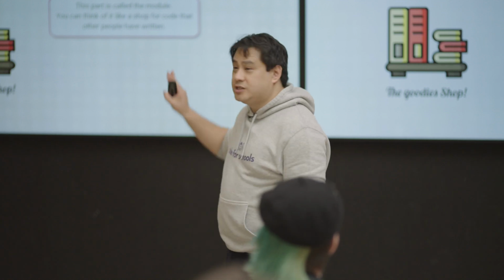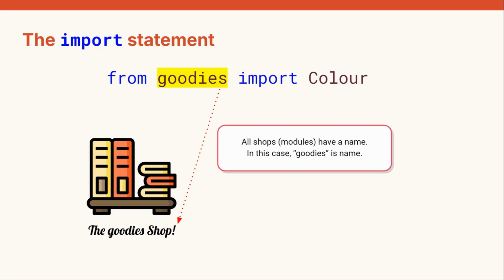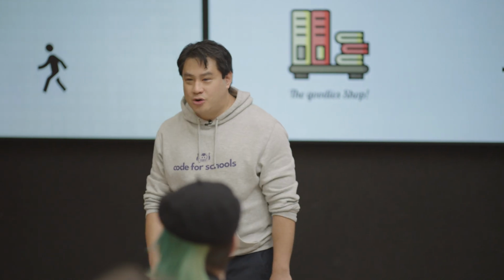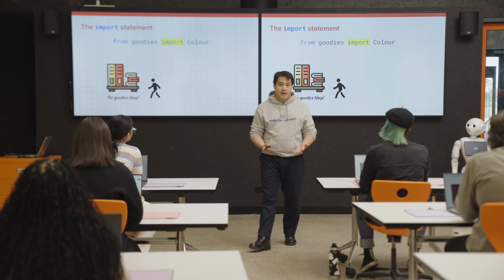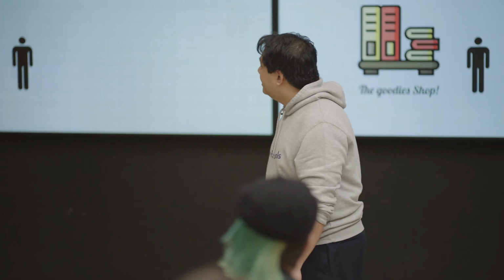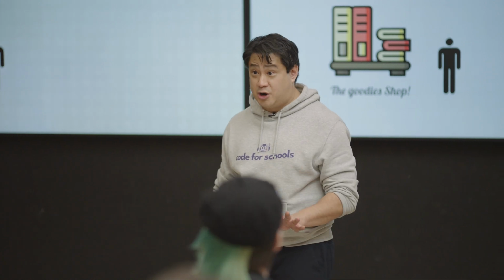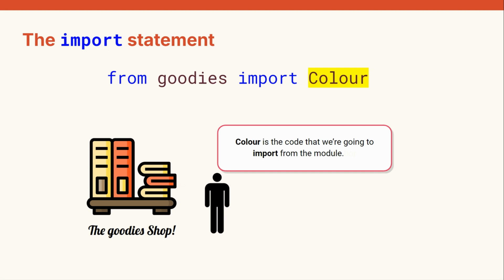And we're going to be using this shop a lot, because this goodies module is something that Code for Schools wrote so that you can have all these extra things that you can buy and put into your code, okay? So you go to the shop, goodies is the name. You're walking to the shop, you get to the shop, and then the word import is like buying. So you're going to buy some code from the shop. Color is the thing from the shop that you're going to buy and take back into your code. So import color: you're going to buy color.